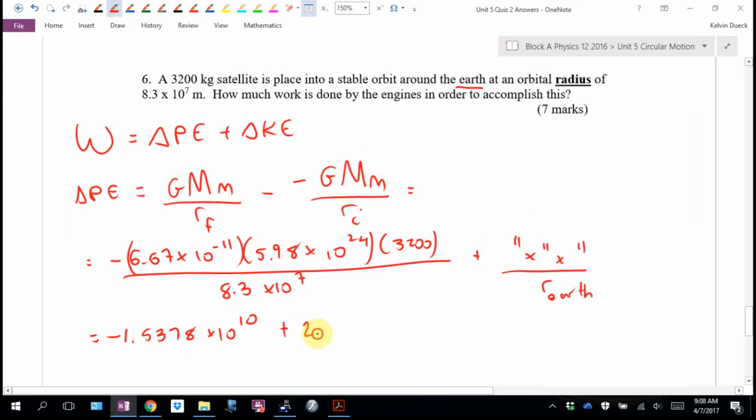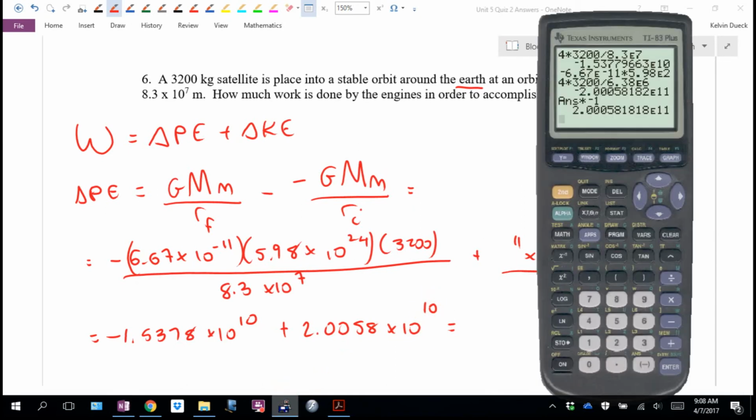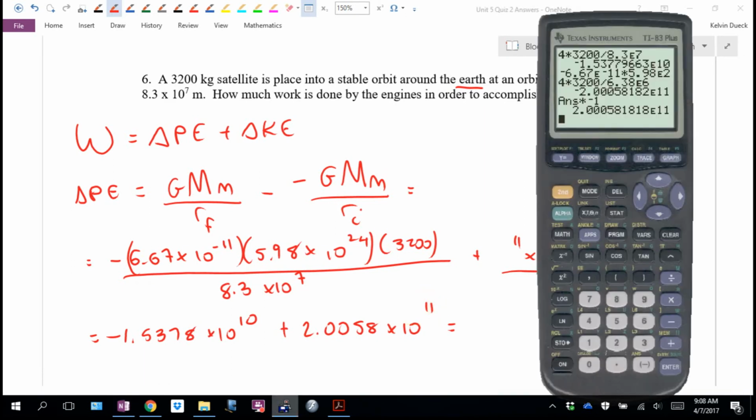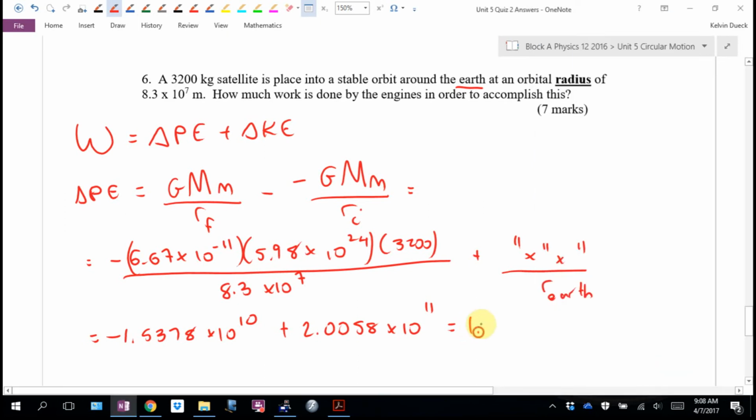2.0058 times 10 to the 10th. No, times 10 to the 11th, Mr. Dewick. So it's going to be that takeaway 1.5378, scientific notation button 10, and we have 1.8468 times 10 to the 11th. Is that right for my change in potential energy, folks? That is? Cool.